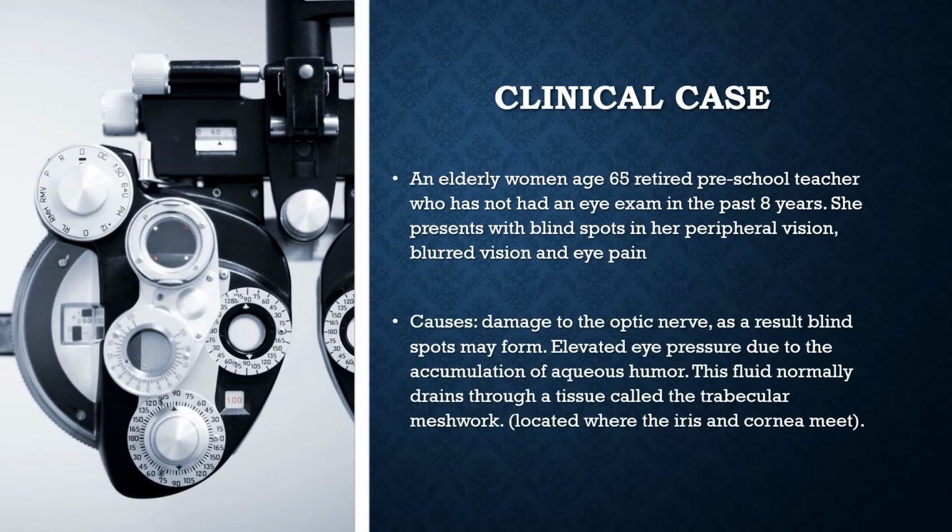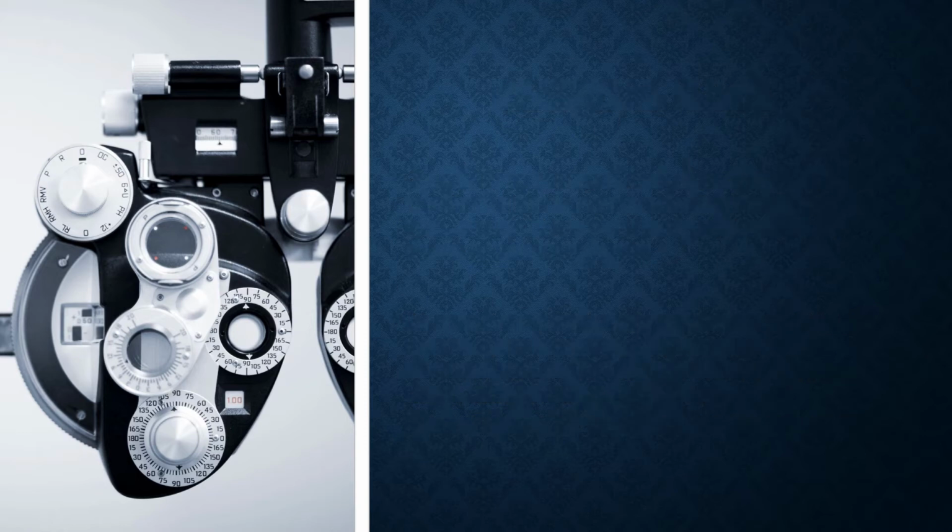Some of the causes, which I mentioned in the previous slide, is just damage to the optic nerve due to the pressure of the aqueous humor. The fluid normally drains through a tissue called the trabecular meshwork, which is located where the iris and cornea meet. If this aqueous humor is not able to be drained properly, that's where we get that buildup in the eye, which could result in some blindness if left untreated.